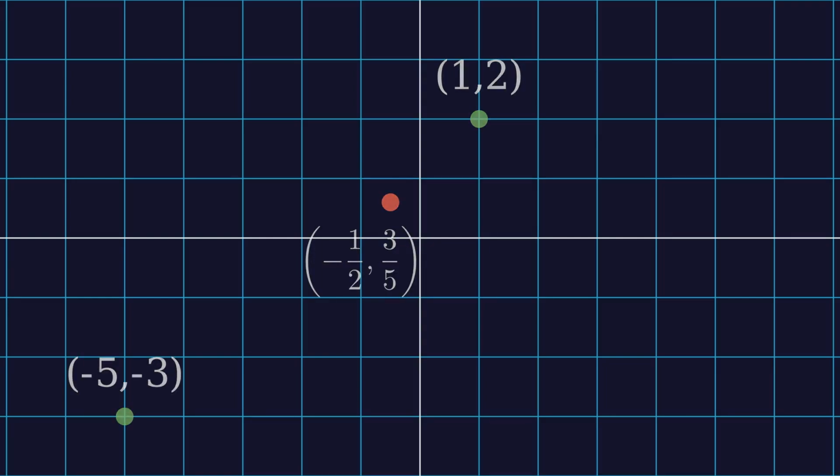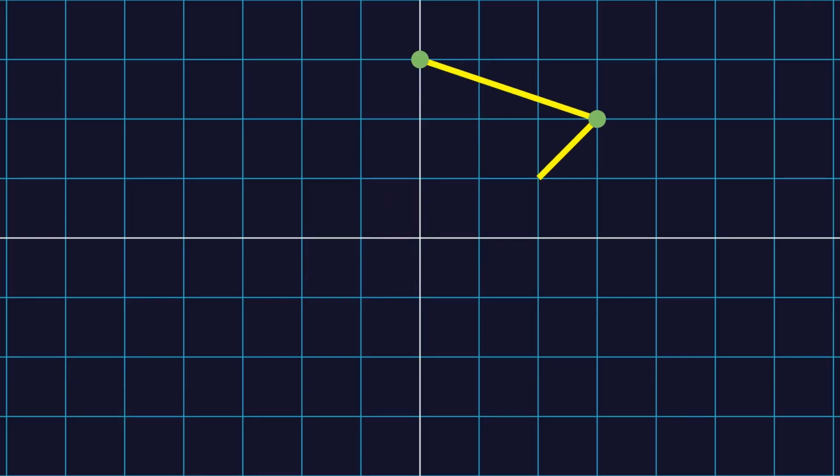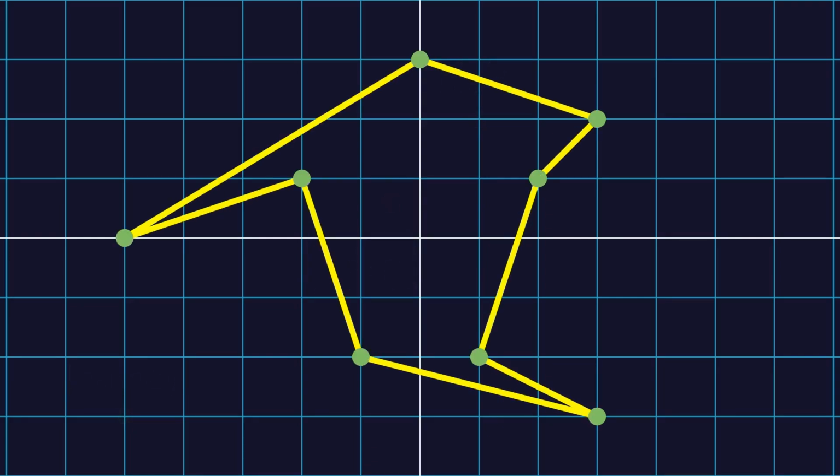Lattice points are points whose coordinates are both integers. For example, (1, 2) or (-5, -3), but not (-1/2, 3/5). A lattice polygon is a shape made of straight lines whose vertices are all lattice points. Let's say that we want to calculate the area of this lattice polygon.